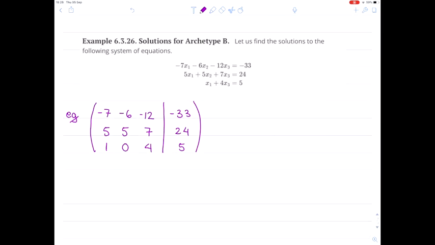Okay, so that was quite a lot of theory. Now let's just practice using this technique. It's not mentioned in the textbook, but this technique of taking an augmented matrix and turning it into reduced row echelon form is often called Gauss reduction or Gaussian elimination.